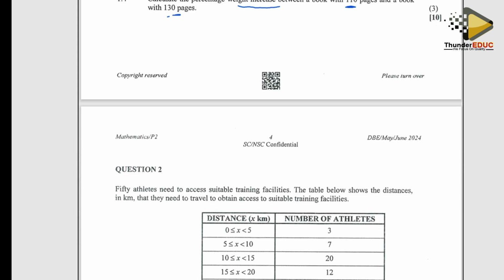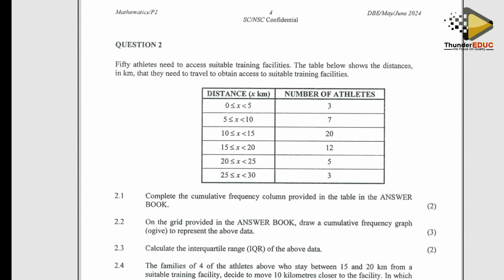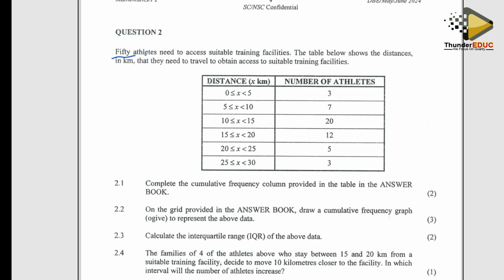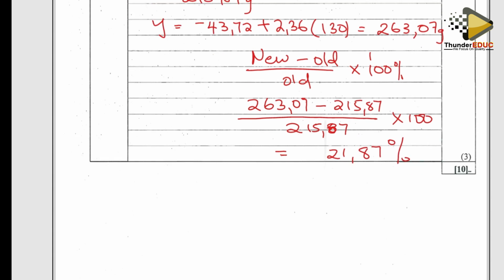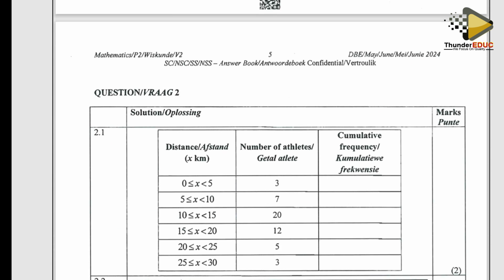Okay, and then question number 2, they're telling us that 50 athletes, 50 learners or 50 sports people need access to suitable training facilities, and the table below shows the distances in kilometers that they travel in order to obtain access to the suitable training facilities. They want us to complete the frequency column provided in the answer book. So let's go back to the answer book and see.